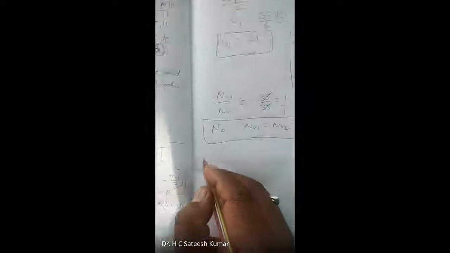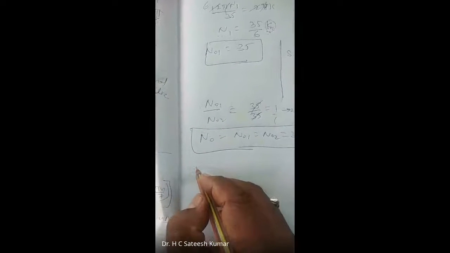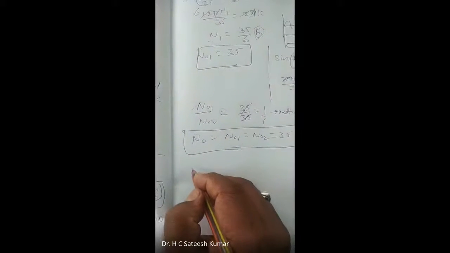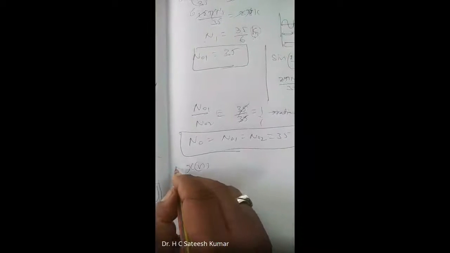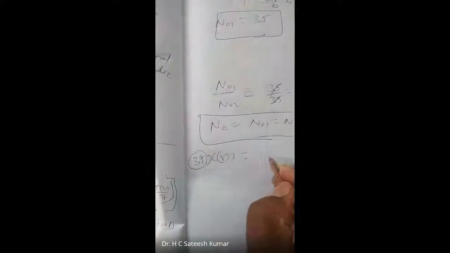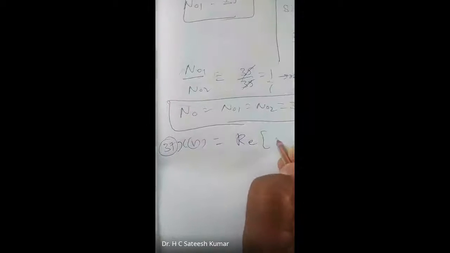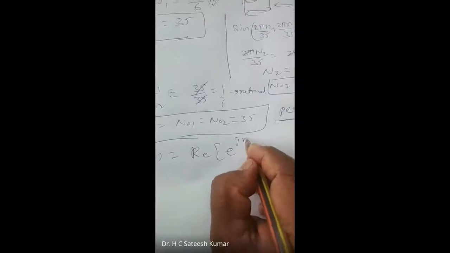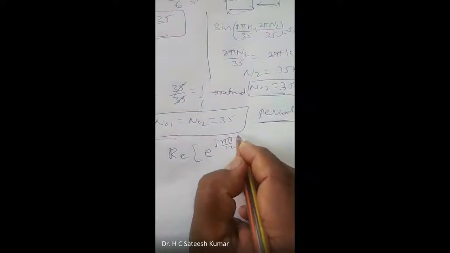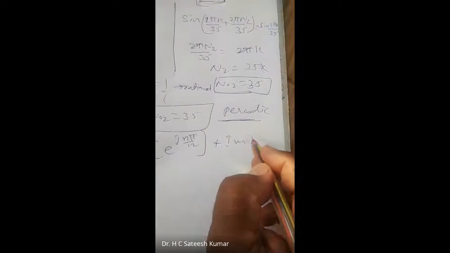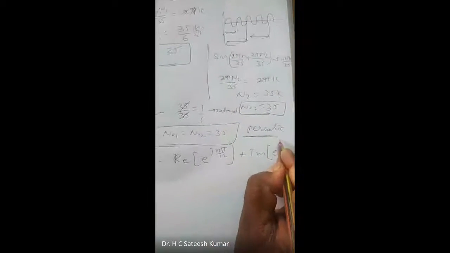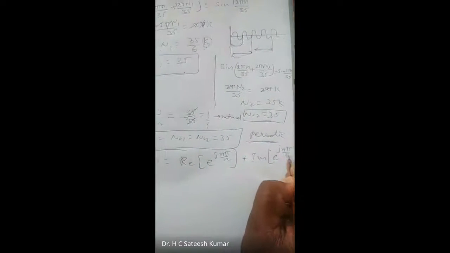One more problem in the examination, which is like this. This is problem number 37. X of n is equal to Re of e to the power of j n pi by 12 plus Im of e to the power of j n pi by 16.